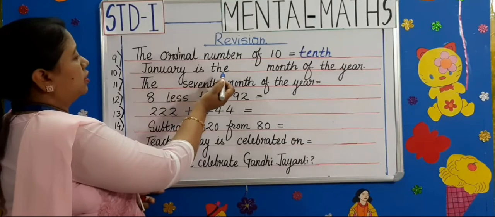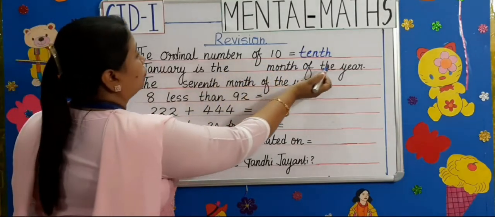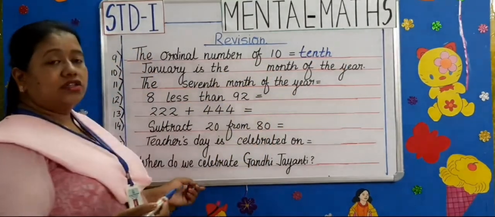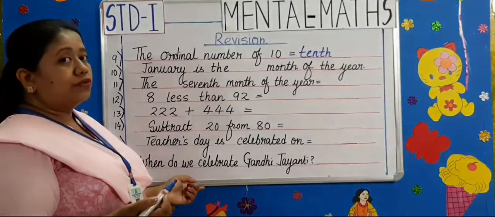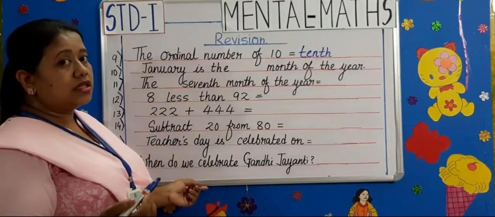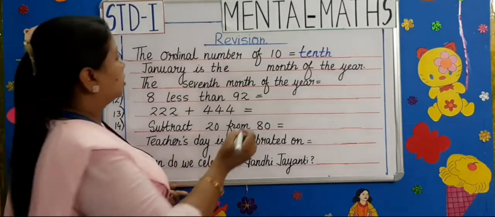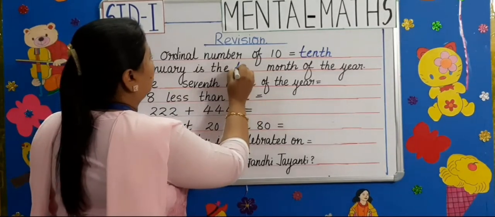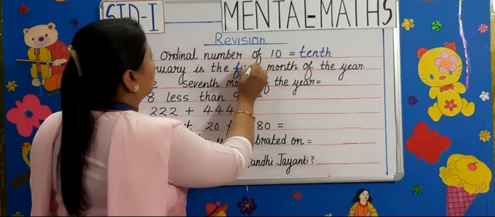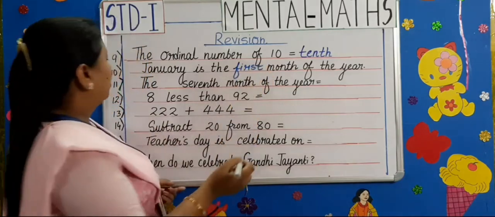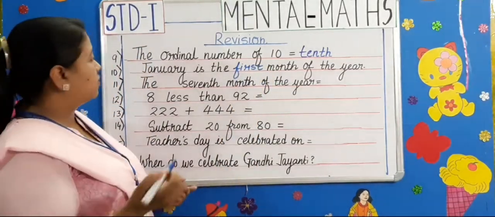January is the dash month of the year. Here, children, what do we have to give as answer? We have to give answer in ordinal number. So, January is the first month of the year. Okay. Now, moving on to the next one.